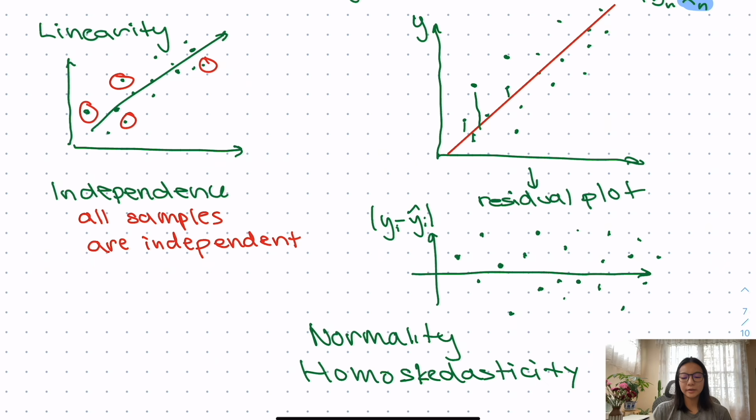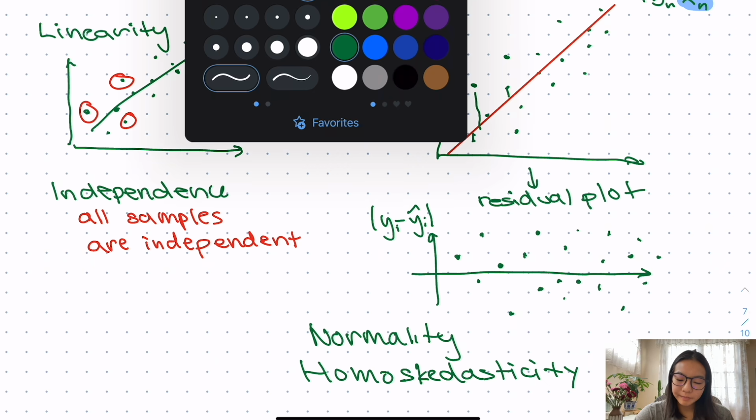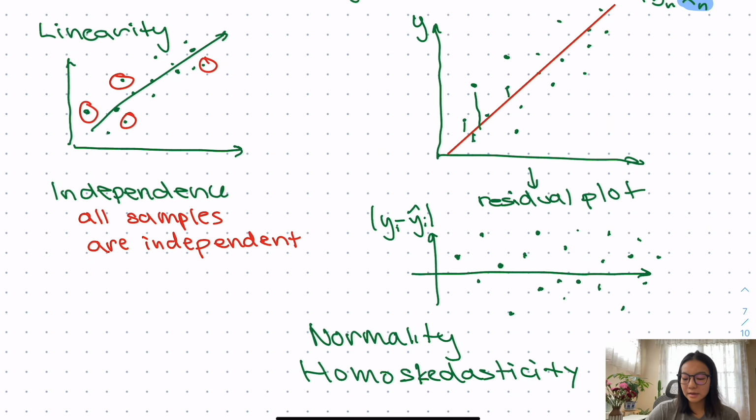I might have butchered that spelling, I don't really know. But what normality is saying is that these residuals should be normally distributed around this line of best fit. It should follow a normal distribution. And now what homoscedasticity says is that the variance of these points should remain constant throughout. So this spread here should be approximately the same as this spread over here.